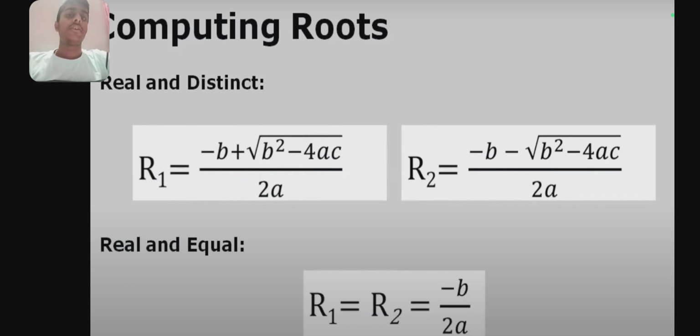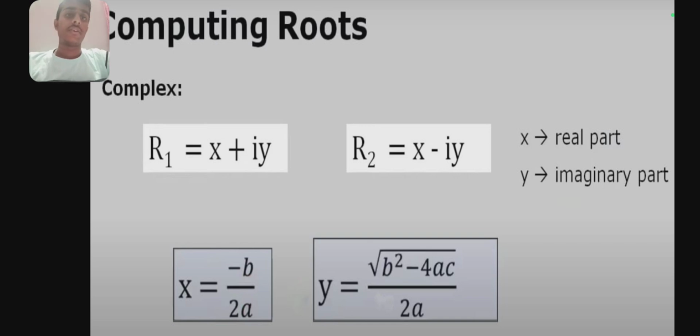Computing roots. If the roots are real and distinct, then r1 is equal to minus b plus square root of b square minus 4ac divided by 2a, and r2 is minus b minus square root of b square minus 4ac divided by 2a. If the roots are real and equal, then r1 is equal to r2 is equal to minus b upon 2a. If complex, r1 is equal to x plus iy and r2 is equal to x minus iy, where x is the real part and y is the imaginary part. We find x is equal to minus b upon 2a, and y is equal to the square root of b square minus 4ac divided by 2a.